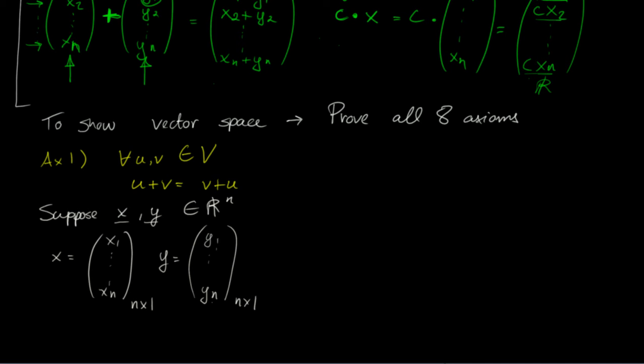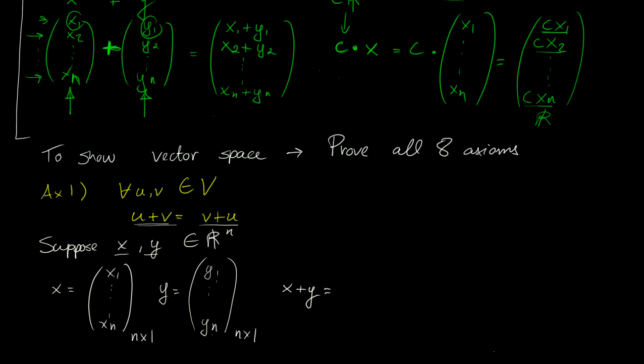Okay, so now let's try to see if this property holds. What is x plus y? Well, x plus y, we just defined it over here. It's just equal to x1 plus y1, x2 plus y2, until xn plus yn.